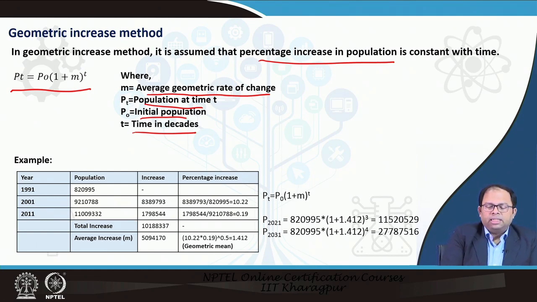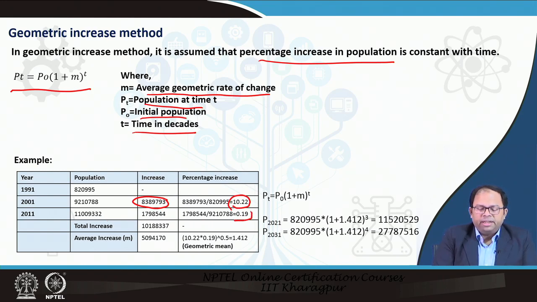As in the example, we can see the same population figures. Here we can see this is the increase value as estimated earlier. We see there is an increase of around 10 times. That means the population here has increased by 10 times. Then in 2011, we can see that the population has increased by only about 0.19 times, which is much less.